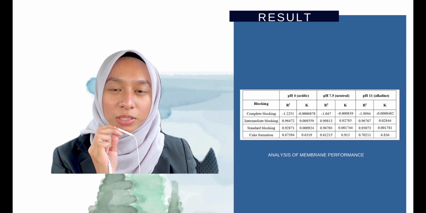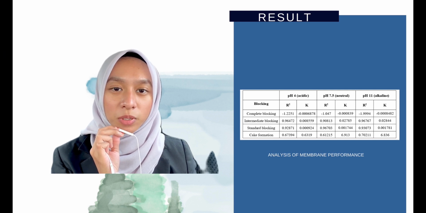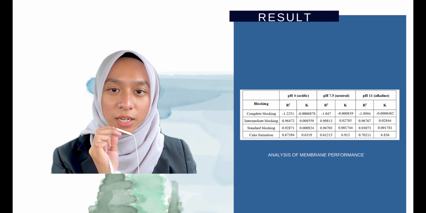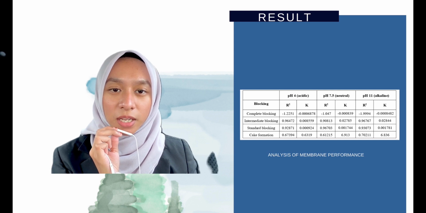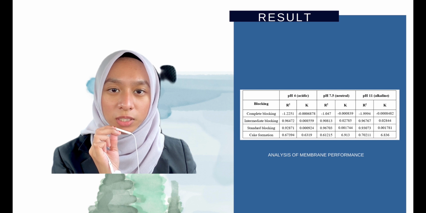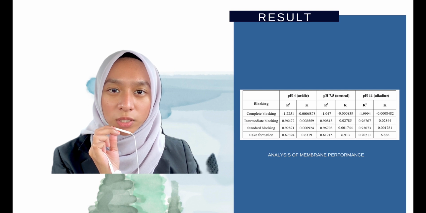Table 2 shows the mechanism of membrane fouling for all of the pH values, which is pH 4, pH 7.5 and pH 11. It can be seen that all of the membrane mechanisms fit well in all of the conditions, but the fitting result of complete blocking was poor because it has R2 less than 0.1. Hence, it is assumed that complete blocking was inadequate for all of the conditions.